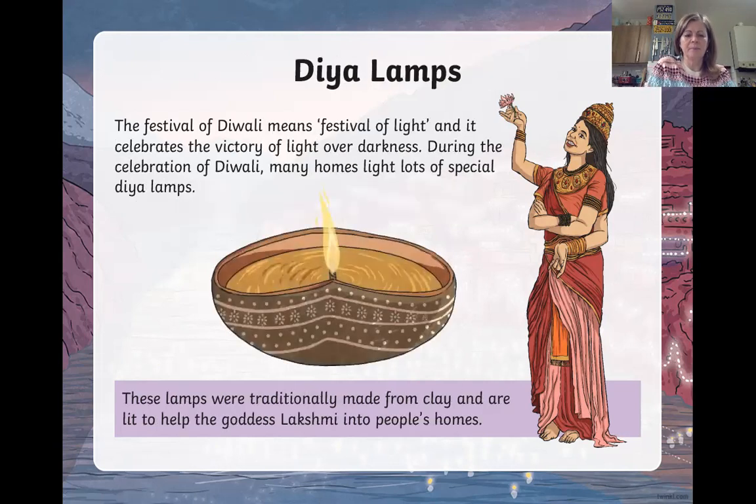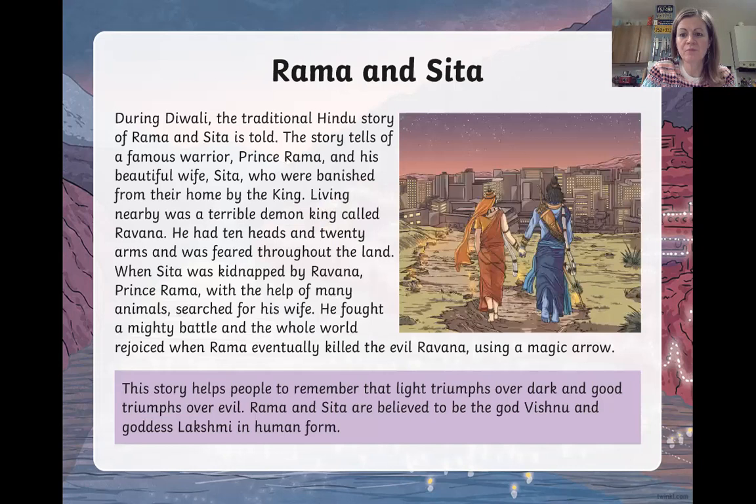Right, the Diya lamps. The festival of Diwali means a festival of light, and it celebrates the victory of light over darkness. During the celebration of Diwali, many homes light lots of special Diya lamps. These lamps were traditionally made from clay, and are lit to help the goddess Lakshmi into people's homes. So the Hindus would keep their doors open and welcome Lakshmi into their homes, but they'd light candles outside to say, welcome, you can come in and make us prosper and rich.